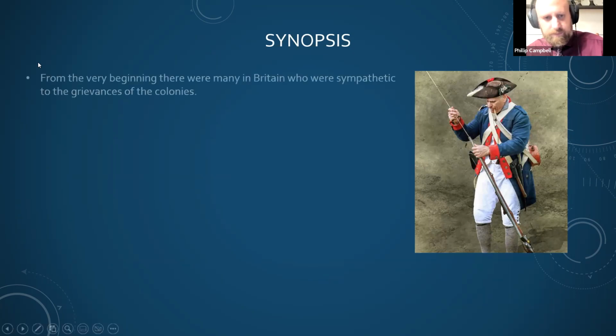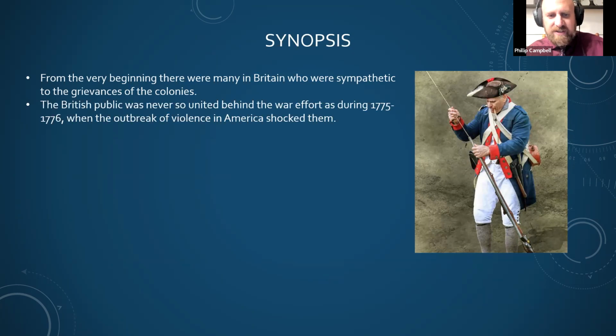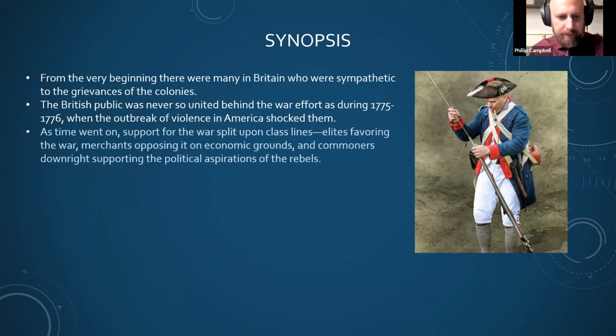So let's just review. From the very beginning, there were many in Britain who were sympathetic to the grievances of the colonies. Right from the beginning, the colonies had sympathy. The British public was never so united behind the war effort as during 1775, 1776, during those first outbreaks of violence, when they were shocked that the Americans were resorting to shooting. The moment they were most united, but even then it was not unanimous. There were some who did not want the war.